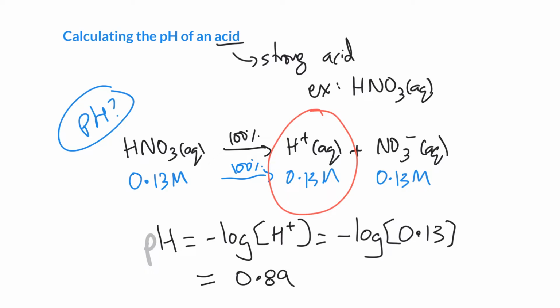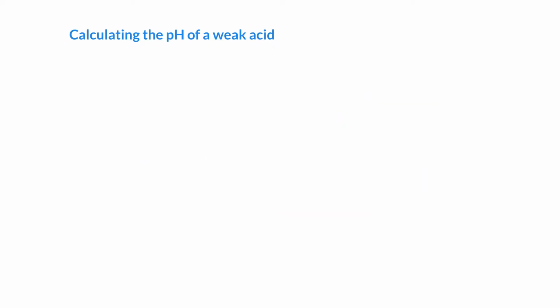That's quite acidic. Now we can try our luck with calculating the pH of a weak acid. The problem with a weak acid is that it undergoes less than 100% dissociation. So we're going to have to know what percent of the acid actually breaks down. An example of a weak acid might be acetic acid. So maybe we've got some acetic acid.